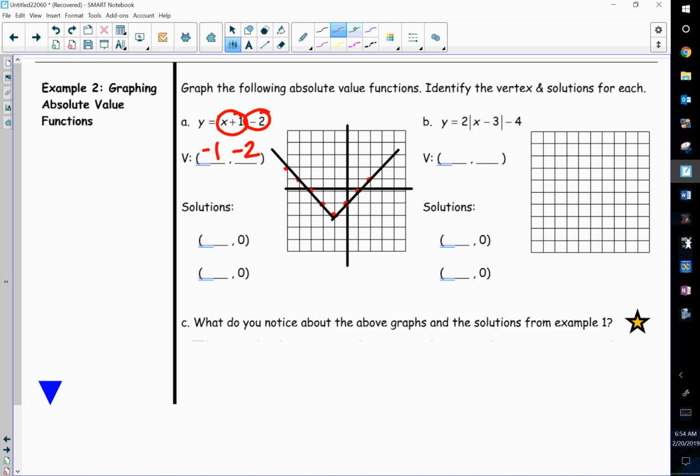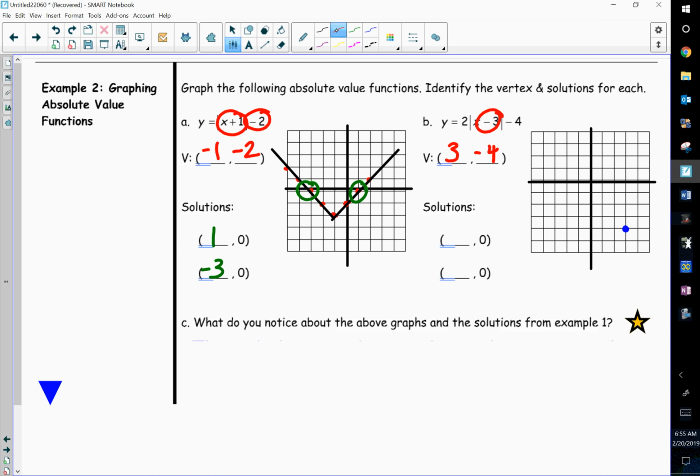And just like yesterday's assignment, you can tell where the solutions are just by looking at where they cross the x-axis. This graph crosses the x-axis at 1, 0 and -3, 0. Same is true for the second equation. I can find the vertex. It's 3, -4. That's at 1, 2, 3, 1, 2, 3, 4.